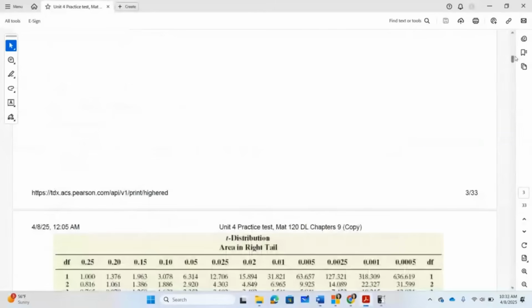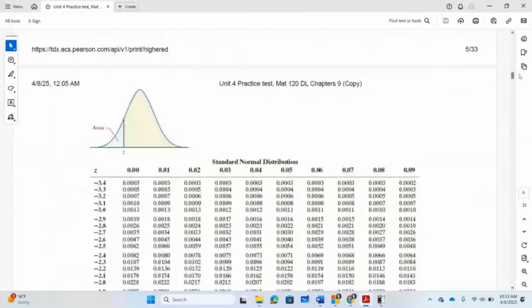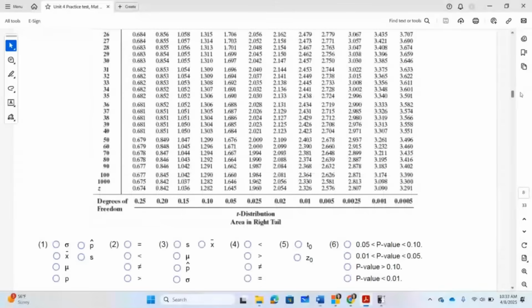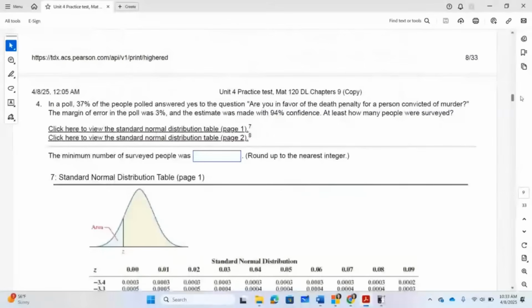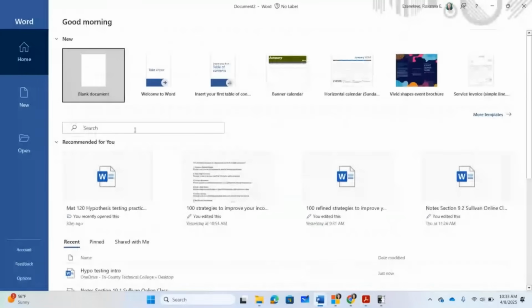So the next one I want to do now, the question is proportion. Whenever the mean is given to me in percent, I will know that that is hypothesis testing for proportion. Whenever the mean is given to me in percent, okay. All right.